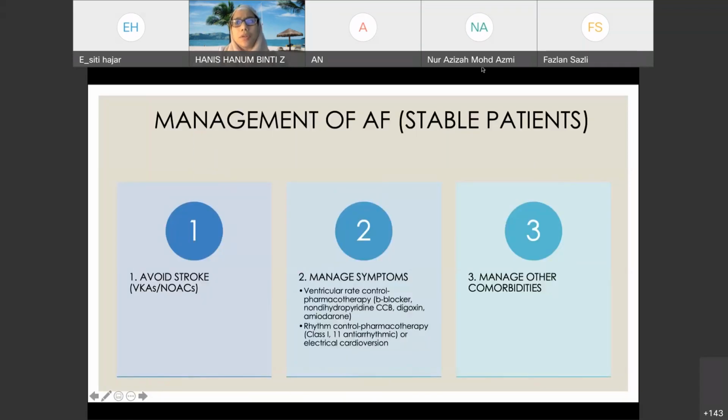Now, so how do you want to manage AF? Okay, especially this is talking about stable patients, yeah. Bukan yang hemodynamically unstable. These are stable patients. Okay, so the main priority in us managing AF patients is we want to avoid stroke. Okay, because stroke from AF is worse than your normal ischemic stroke. Okay, so how do you want to avoid stroke? We can give oral anticoagulants, okay, be it VKAs, vitamin K antagonists, or NOACs. Okay, siapa tahu apa contoh VKA?